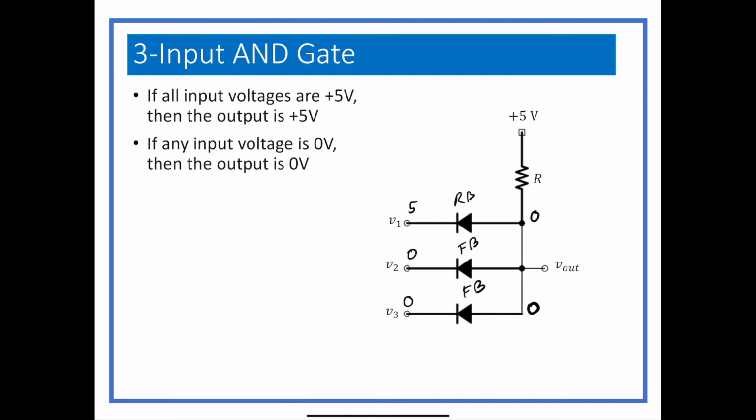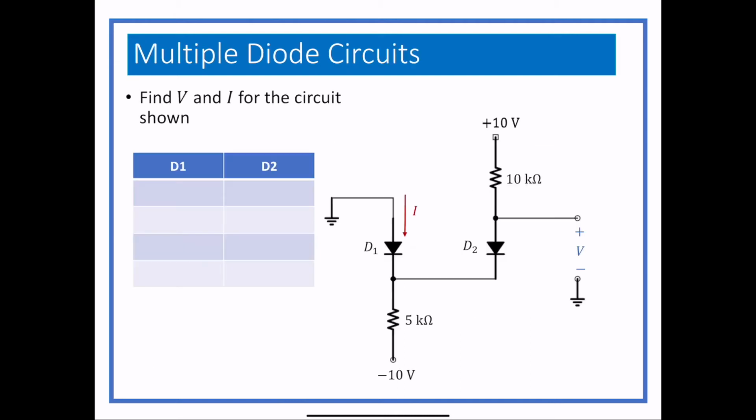We're going to look at some actual circuits to see how the process would go with a real circuit and how you would figure out which diodes were off and which diodes were on. So the first example we have is 2 diodes, 2 voltage sources, and 2 resistors. And we want to find V, which is the voltage between that pin going out and ground, and we want to find I, which is the current through diode 1.